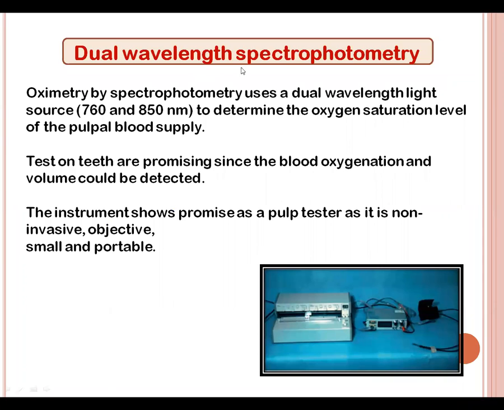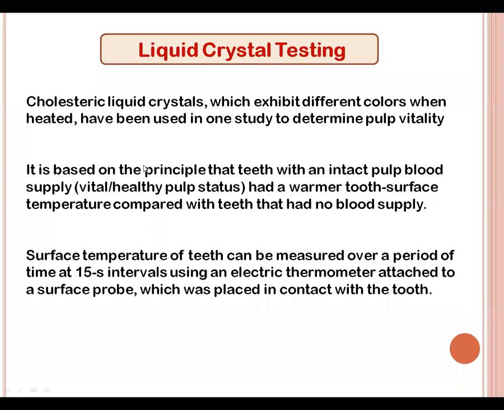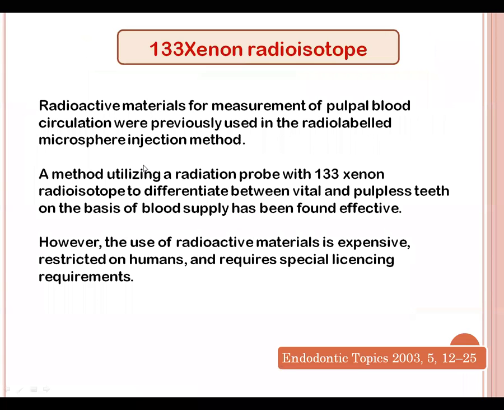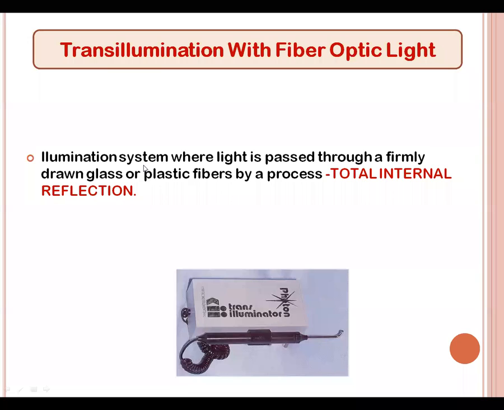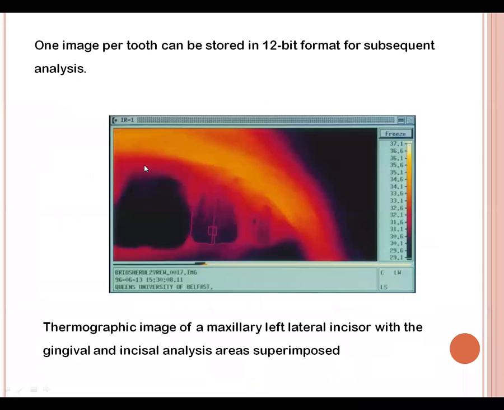Again, dual wavelength spectrophotometry. This is used in the same way as laser Doppler flowmetry, whereby a dual wavelength light, that is 760 nanometer and 950 nanometer, is passed onto the tooth to determine the oxygen saturation levels. And the process is the same. The other things are not for you. These are for postgraduate students.